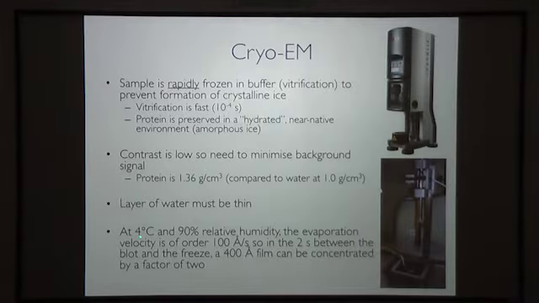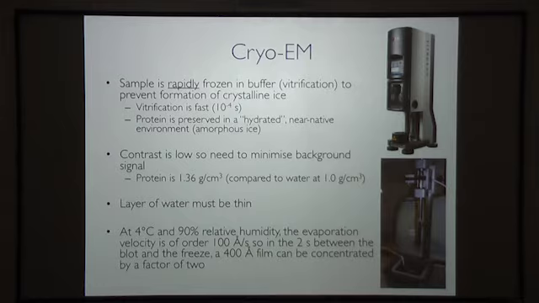Now, at 4 degrees Celsius and 90% relative humidity, the evaporation of that thin film is of the order of 100 angstroms per second. So if you blot your grid and wait 2 seconds before plunging, a 400 angstrom film can be concentrated by a factor of 2. So it's really important to work as fast as possible once the specimen is on the grid to prevent those effects of evaporation, to work at 100% humidity and 4 degrees C. It's also important to work fast to minimize the interaction that the protein has with the air-water interface. And I'll come back to that a little bit later.